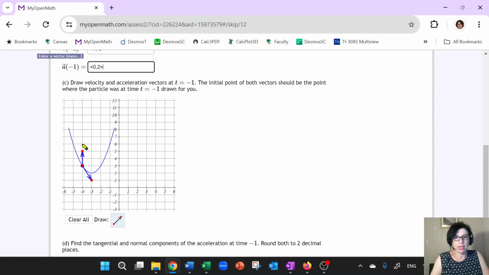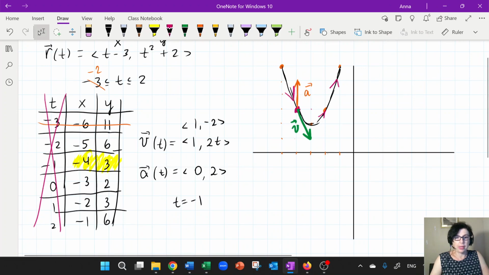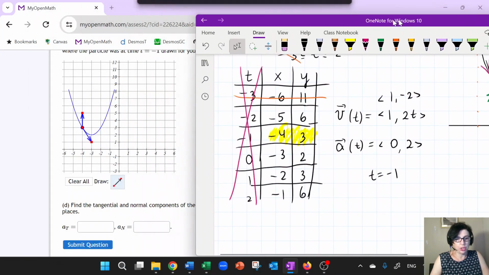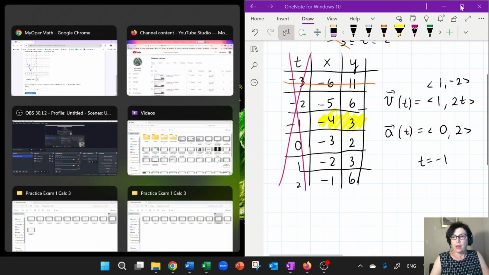So I drew the velocity and acceleration. I don't think it wants you to draw position. If it did, you would start at 0, 0 and end at the point right here, right? At this point, -4 and +3. And the final thing that we need to do here is find the tangential and normal components of the acceleration vector. How do we do that?